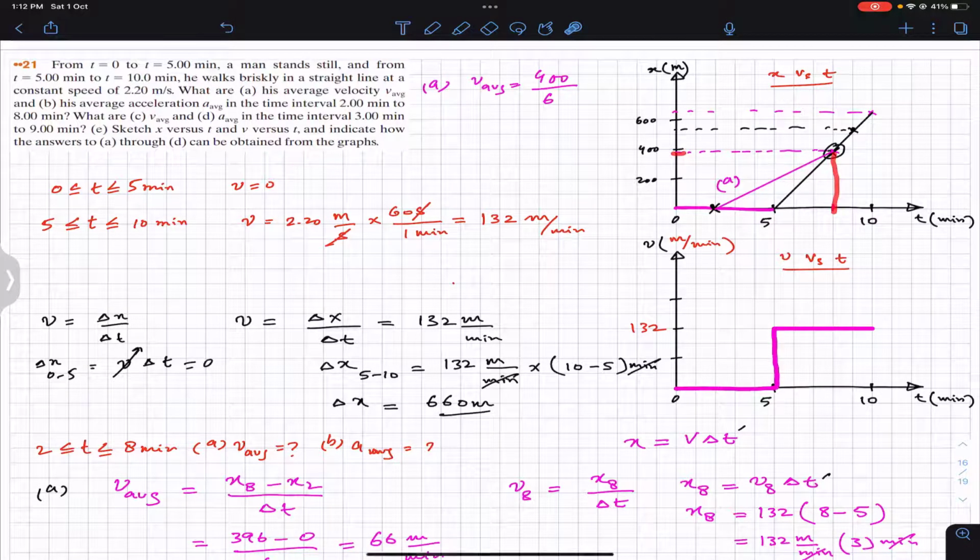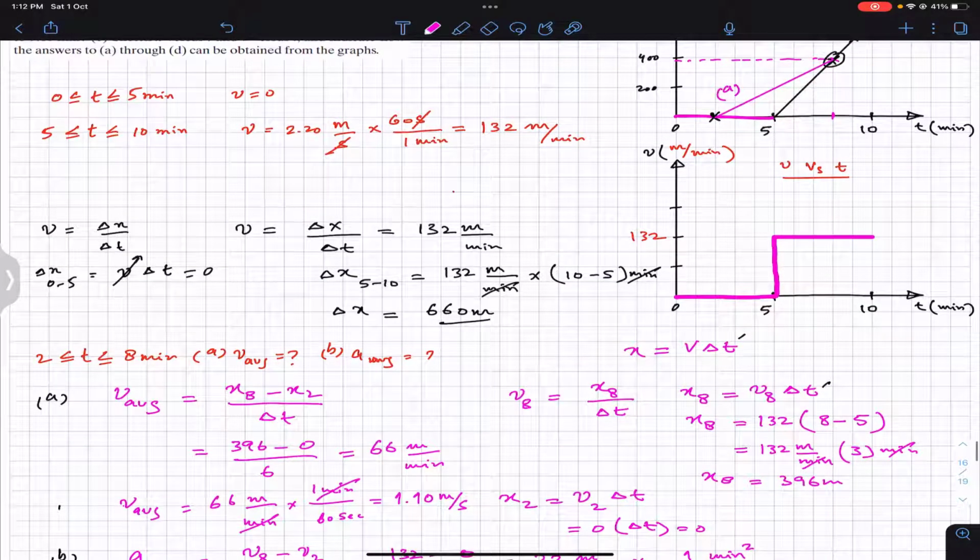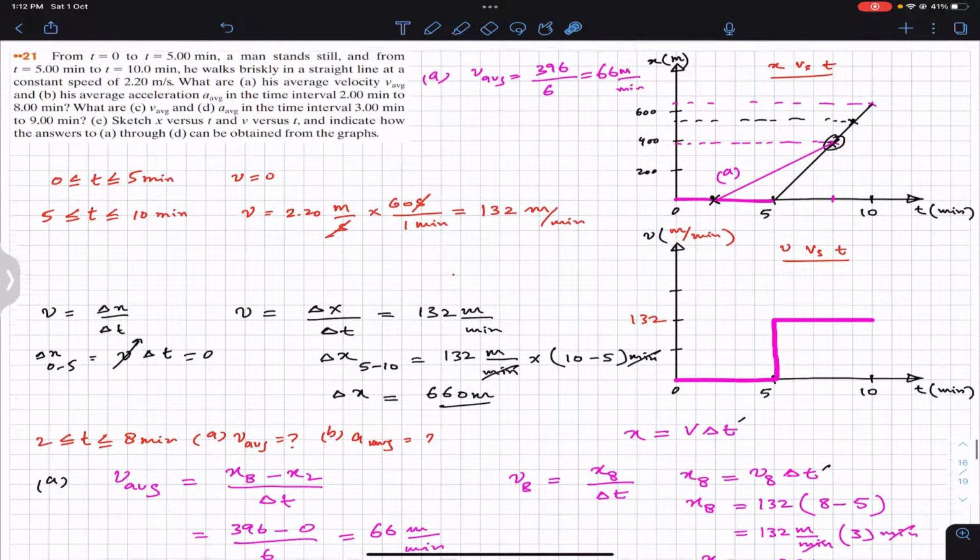So then the rise will be 396. This height will be 396. So if we write 396 divided by 6, this will give us 66 meter per minute, which is exactly the same as we have calculated here. This is 66 meter per minute.